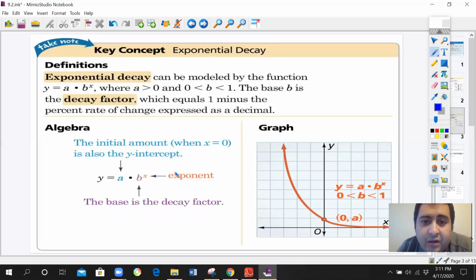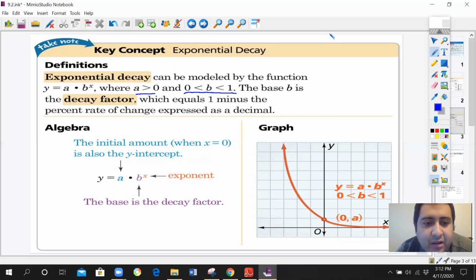All right, when it comes to exponential decay, it's basically a decrease. It's decreasing. The graph looks like it's going down. It can be modeled by the function y equals a times b to the power x, where a is greater than 0 and b is greater than 0 but less than 1. So it's like a fraction or a decimal, but it has to be between 0 and 1.